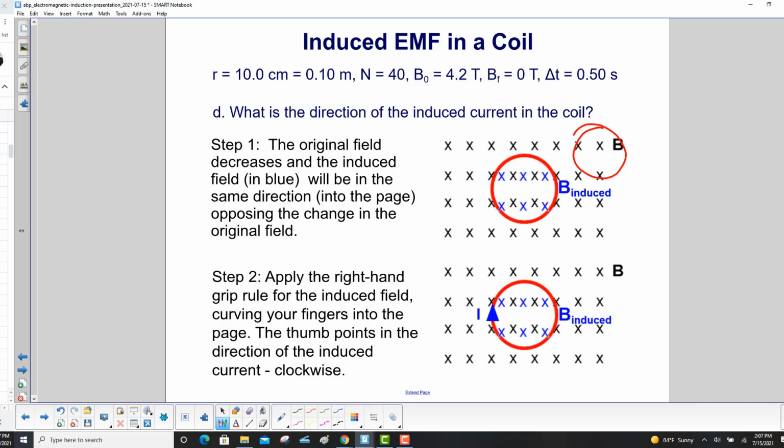Apply the right-hand grip rule for the induced field. Curving your four fingers into the page within the loop, making sure you use your right hand, your thumb should be pointing in that direction. That means the direction of the induced current, the same as the direction of the thumb, is clockwise.